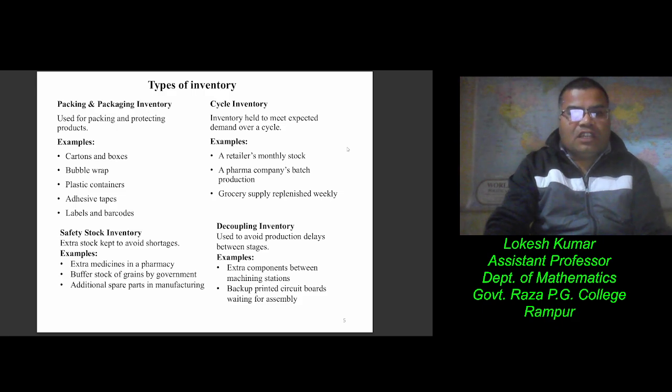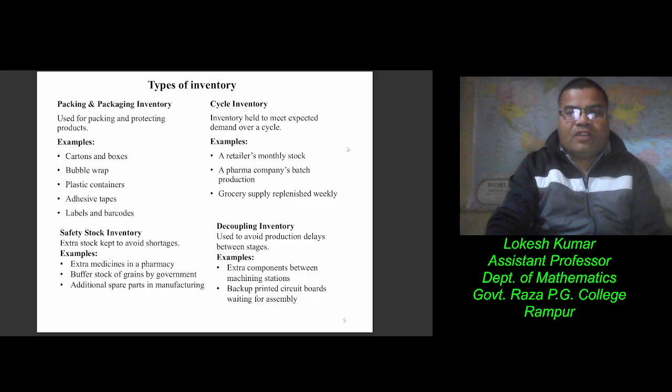Packing and packaging inventory. The inventory used for packaging and protecting products are packaging inventories. For example, cartons and boxes, bubble wrap, plastic containers, adhesive tapes, labels, and barcodes.